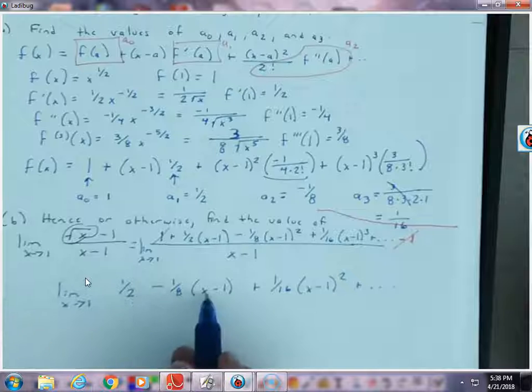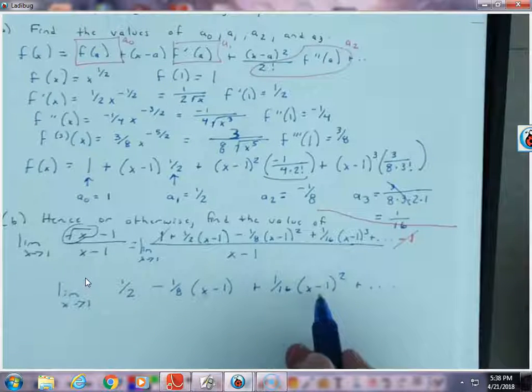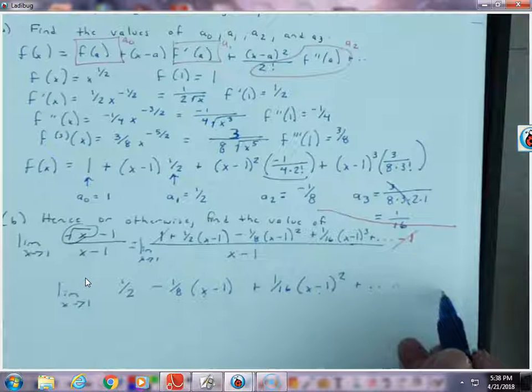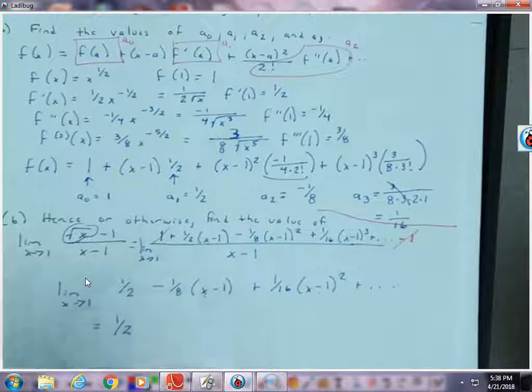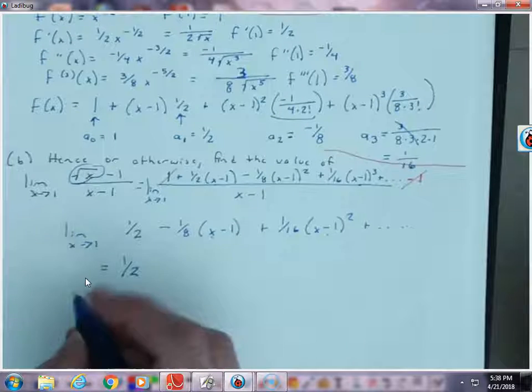Now, the limit as x approaches 1, if you substitute in 1, that'll make this 0, that'll make this 0, all the rest of the remaining terms 0. So this is just 1/2. Okay. The only other way would be to do L'Hopital's.